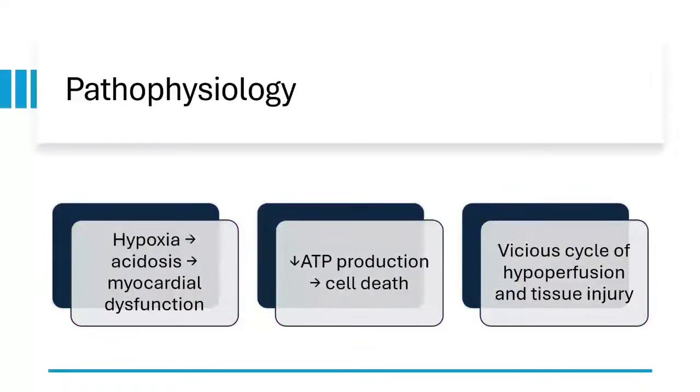Pathophysiology, you guys all know this, just a refresher. So hypoxia leads to acidosis, which leads to myocardial dysfunction, then decreased ATP production and cell death. The cycle continues, and hypoperfusion and tissue injury persist, eventually becoming irreversible.